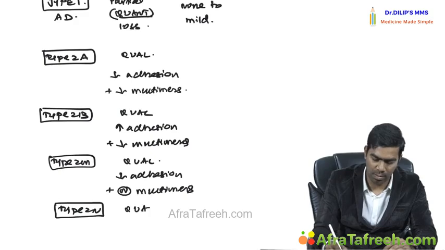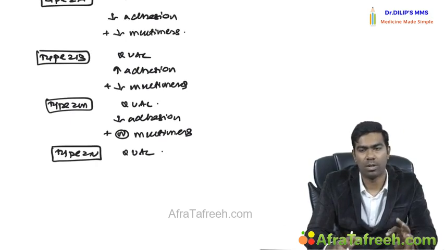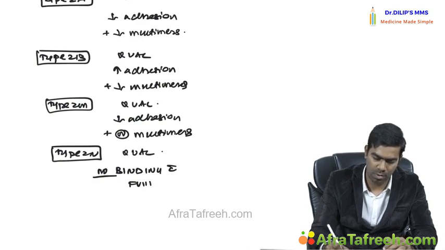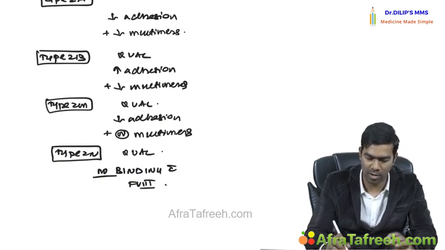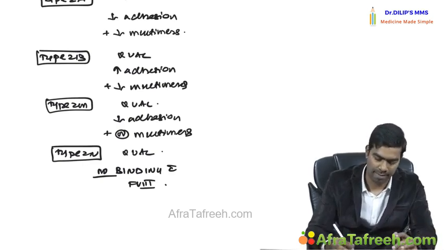And you have type 2N, this is the Normandy type. Again it's a qualitative problem where the entire Willebrand factor binding, everything will be normal, but one problem is it cannot bind with factor 8. It's a very poor factor 8 binding. So that is the problem. And they have normal multimers, everything will be normal. Only thing is the poor binding with factor 8. And finally type 3 is there.